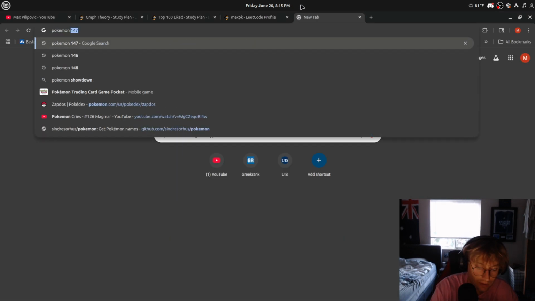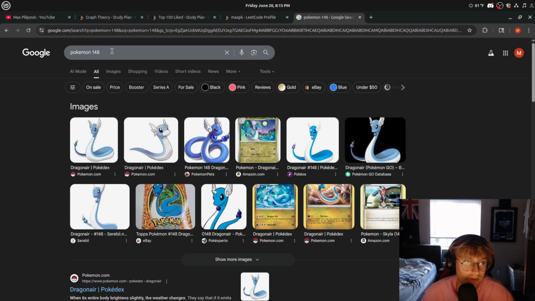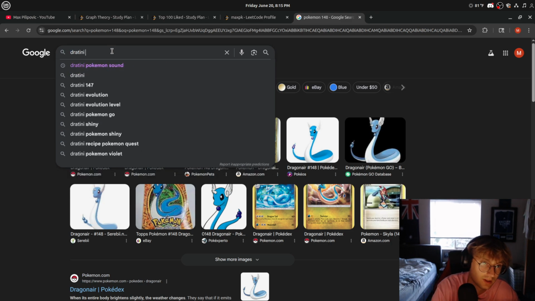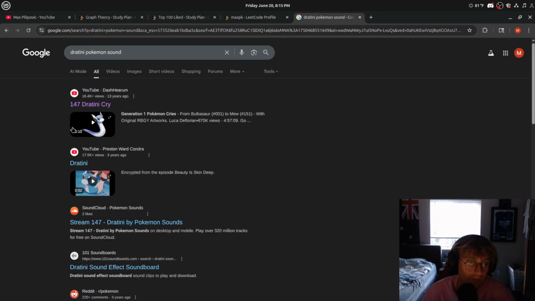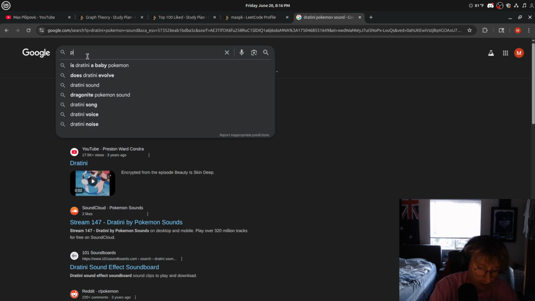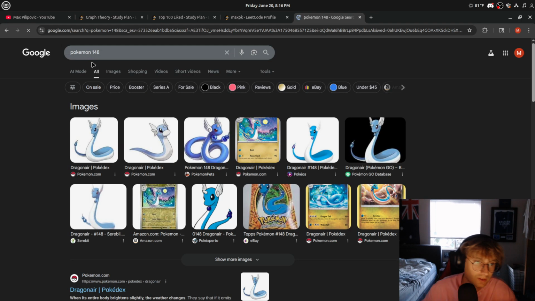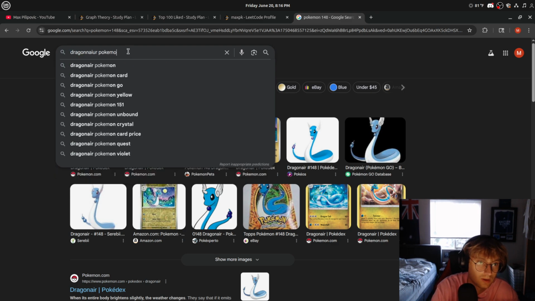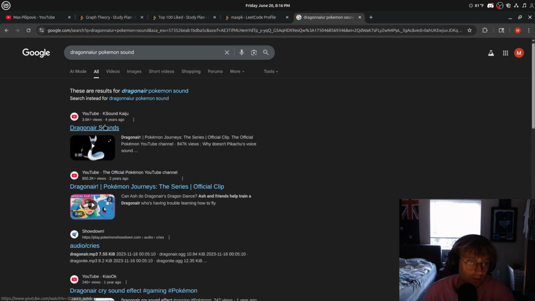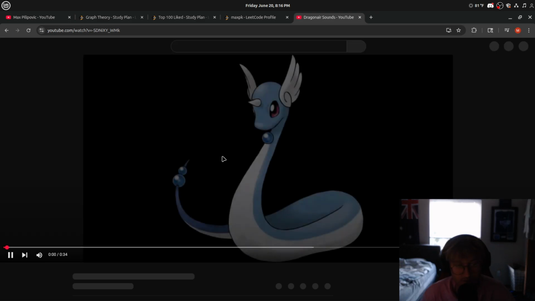So let's get straight into our Pokemon Sound. We got a Dratini today. Tomorrow we have the final evolution. I can't remember what it's called. Is it Dratini or is it something else? No, I think it's something else. Dragonair. That's what it is. Take a look at the Dragonair.